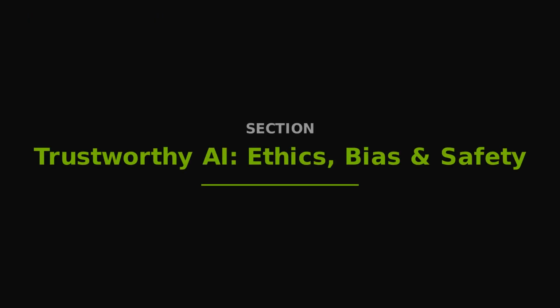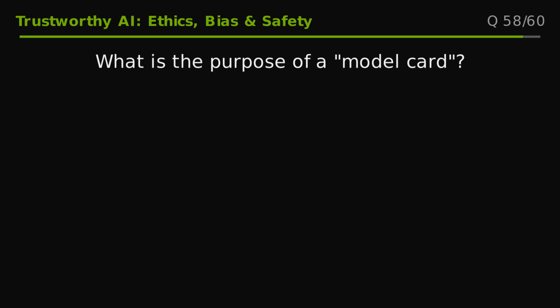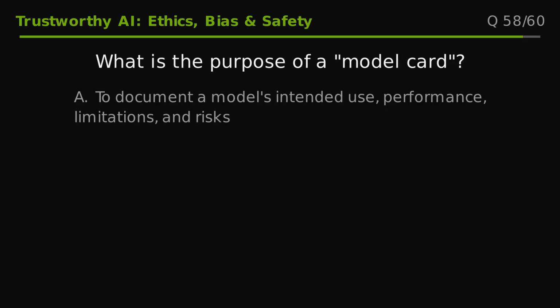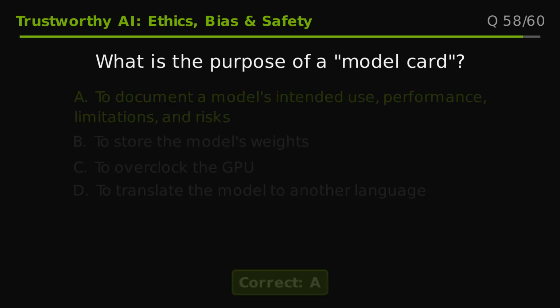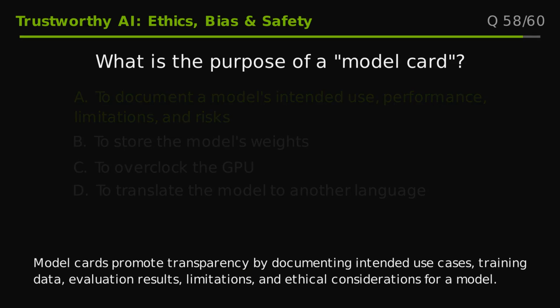Trustworthy AI, ethics, and safety. Question 58. What is the purpose of a model card? Option A. To document a model's intended use, performance, limitations, and risks. Option B. To store the model's weights. Option C. To overclock the GPU. Option D. To translate the model to another language. The correct answer is A. Model cards promote transparency by documenting intended use cases, training data, evaluation results, limitations, and ethical considerations for a model.